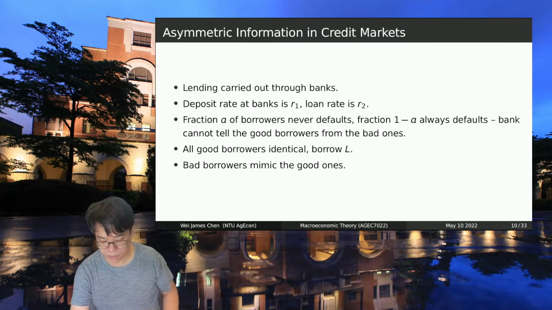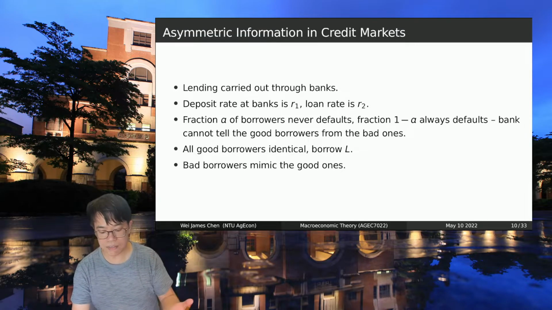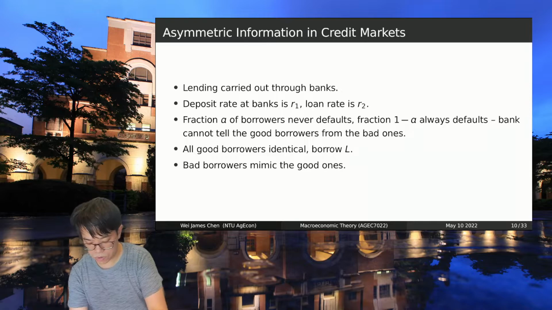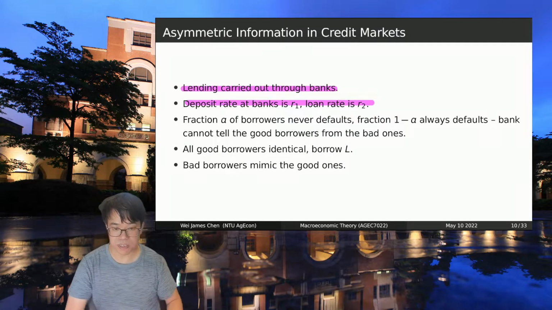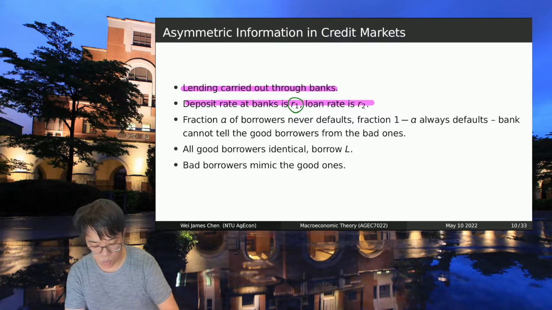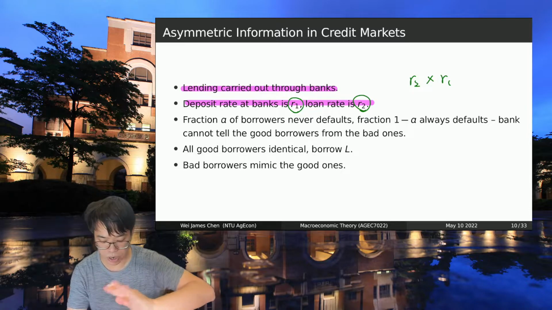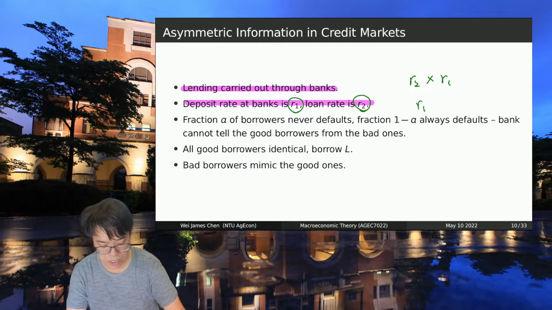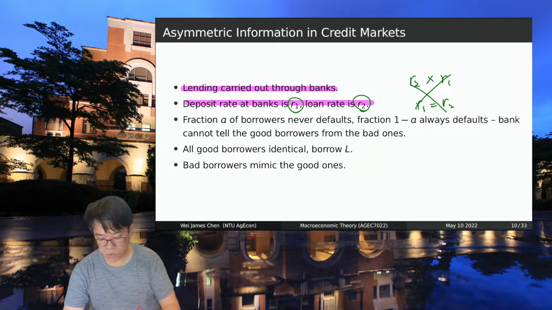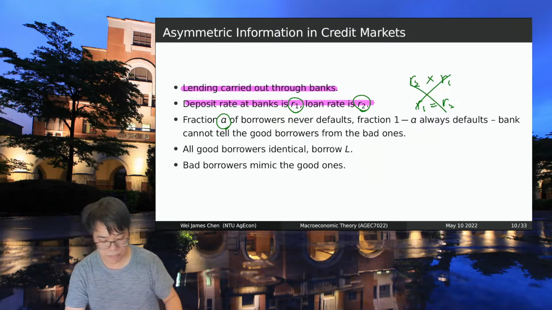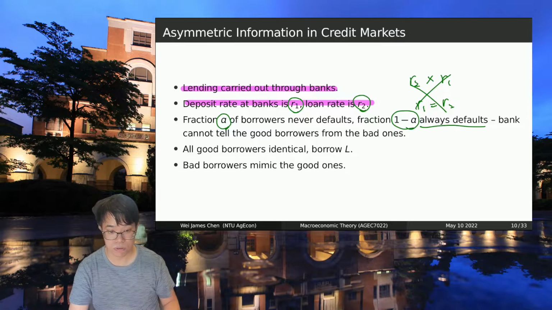Okay, so the first one, asymmetric information. Here the lending is carried out through banks, and these two are sort of the premises that we will eventually get. Let's assume that the deposit rate is R1 and the loan rate is R2, but we don't show the relationship between these two. We just assume they are different numbers, but it could be the case that we eventually get R1 equals R2. Anyway, let's assume that the proportion of borrowers who are never going to default is A, and 1 minus A are those who always default. Default means don't pay back the loan.